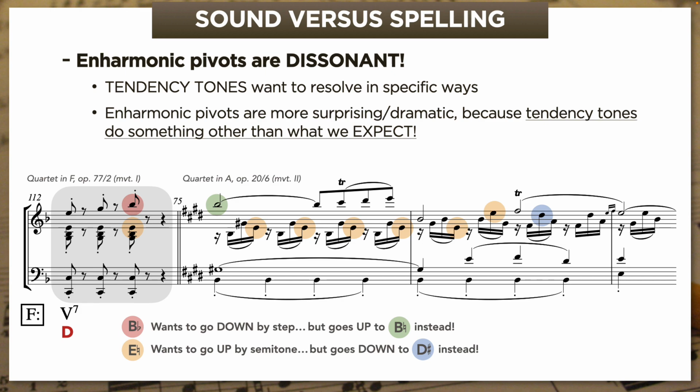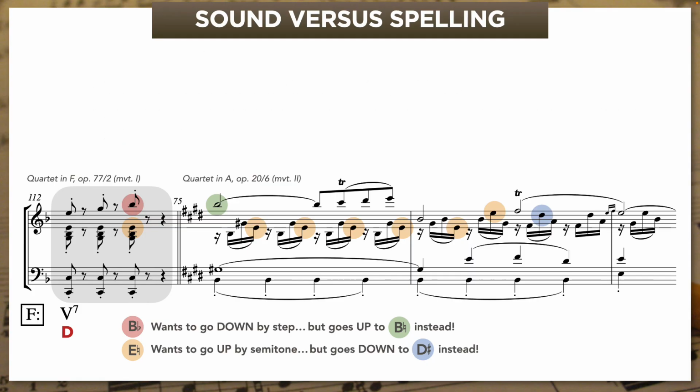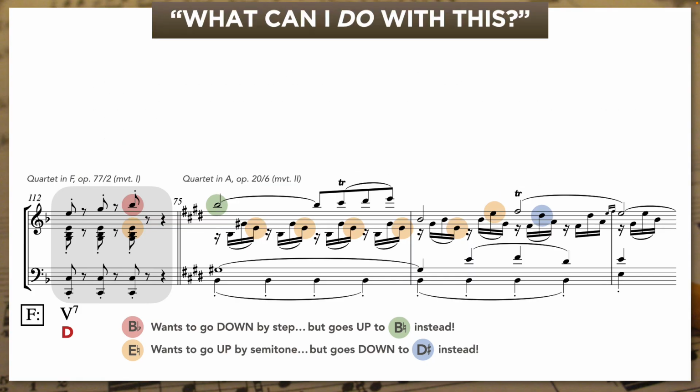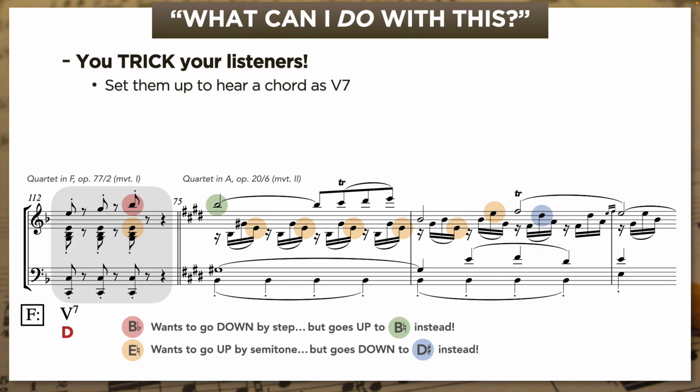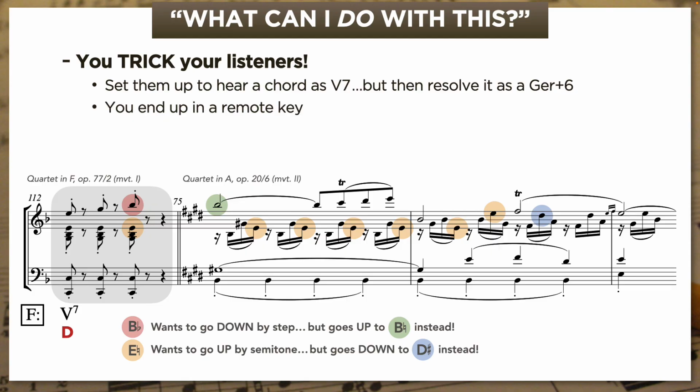And young Mozart, well, he's a genius, so he not only grasps all of this pretty much instantly, he sees something he can use compositionally, a fantastic way to trick his listeners. You set them up to hear a particular chord as a 5/7, but then you resolve it as though it were an augmented sixth. And when that happens, you're going to end up in some remote key. This is why Mozart called this kind of modulation an enharmonic wormhole.